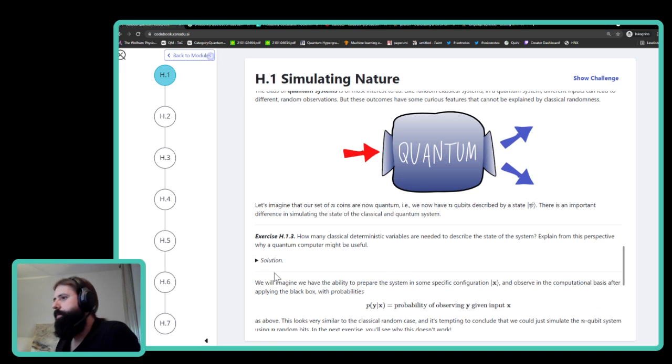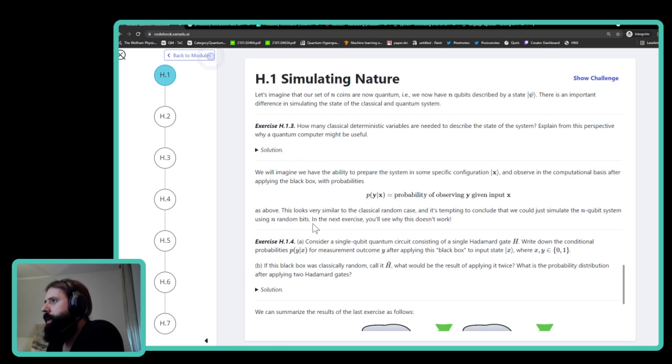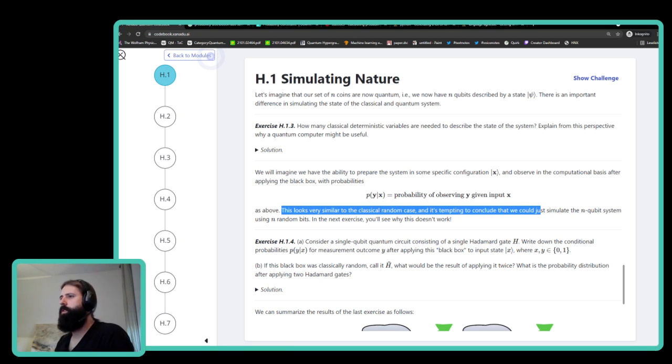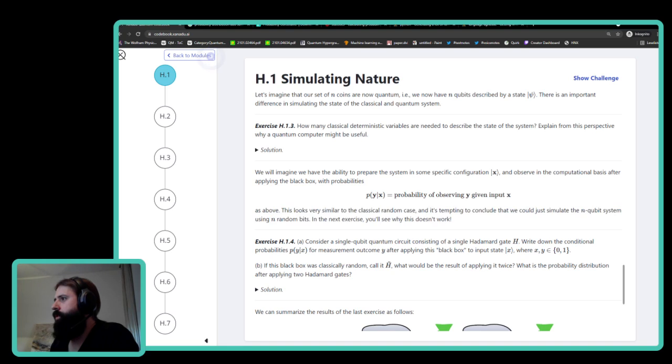We will imagine we have the ability to prepare the system in some specific configuration X and observe in the computational basis after applying the black box, with the probability of observing Y given input X. So you have a state X, and it can be a linear combination of things. Okay, this looks very similar to the classical random case, and it's tempting to conclude that we could just simulate the n-qubit system using n random beads. In the next exercise, you'll see why this doesn't work.